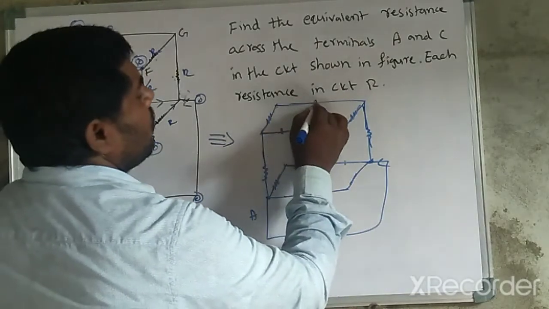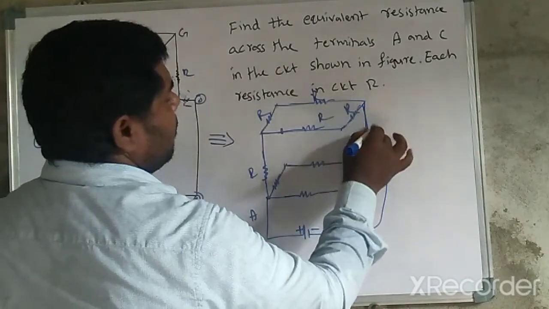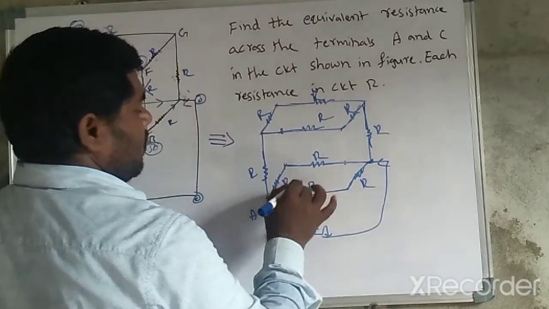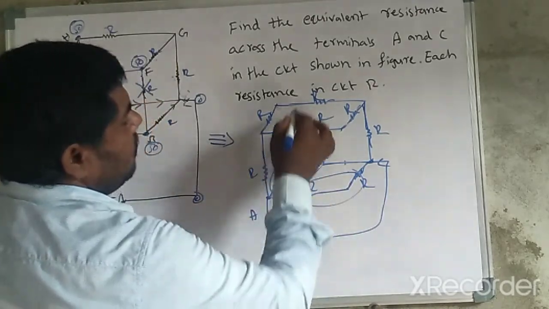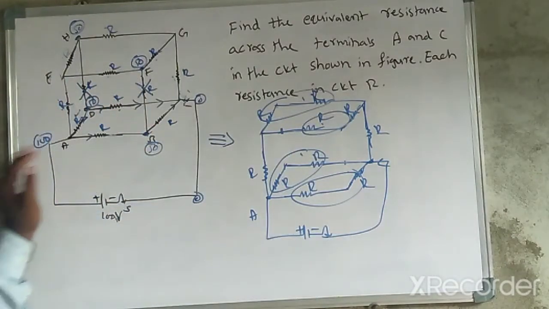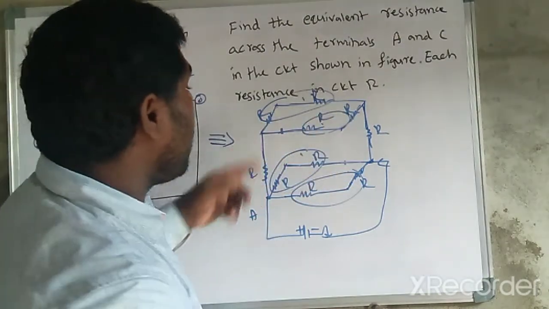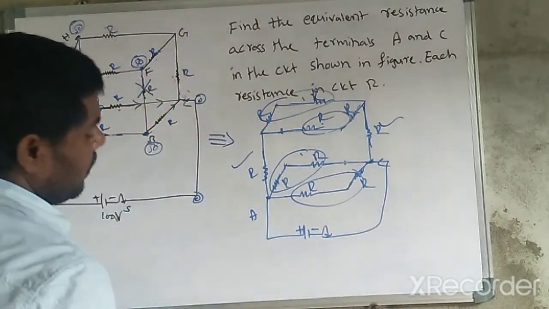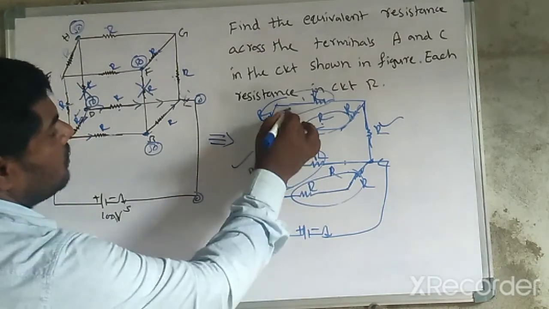Here each is R. Now these two are in series, these two are in series, then these two are in parallel. R plus R is 2R, here also 2R, in parallel: 1 by 2R plus 1 by 2R is nothing but R. This R and this R are in series connection. So finally the equivalent here is also resultant R.